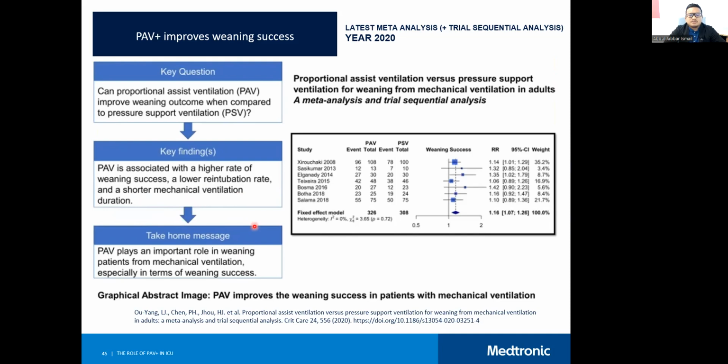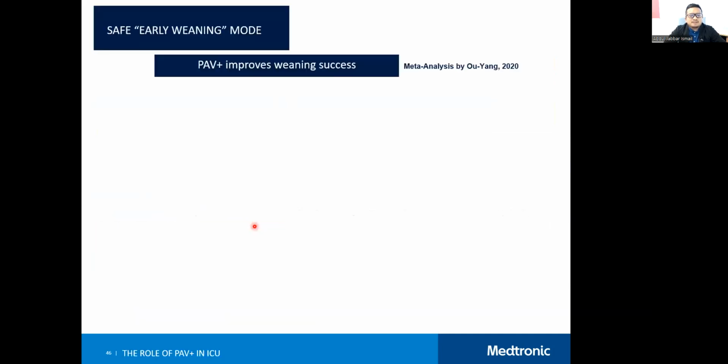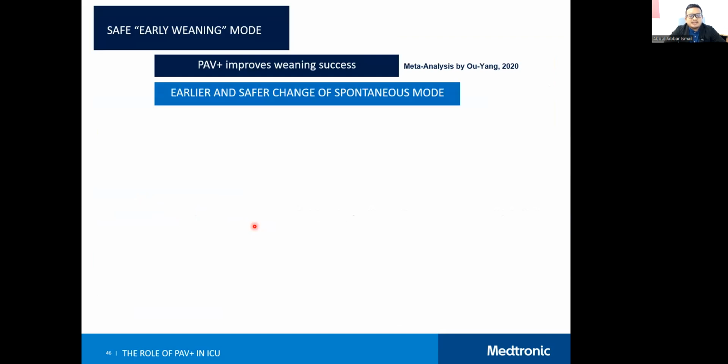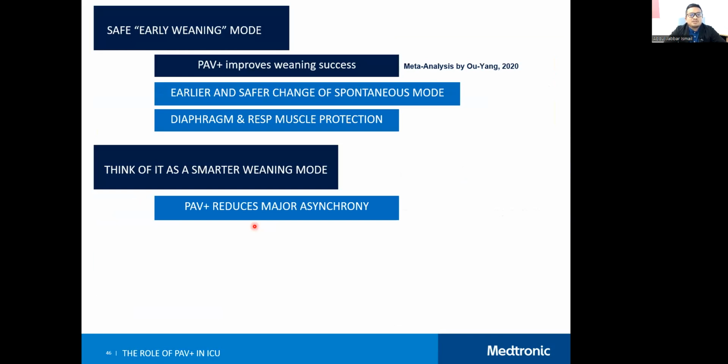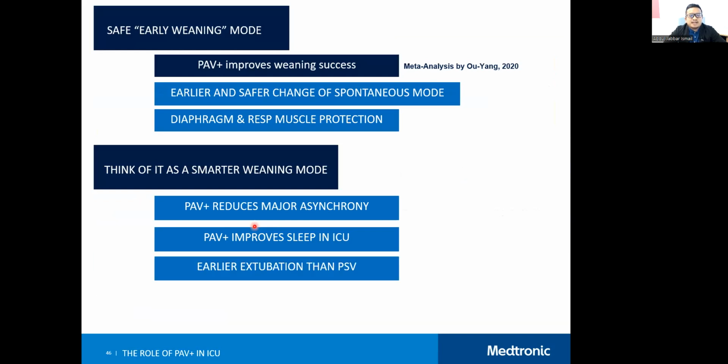So to summarize, PAV plus can be thought of as a safe early weaning mode, and it has actually been proven to improve weaning success. It is an earlier and safer change to a spontaneous mode. Rather than using PSV, better to use PAV plus, so you can use it earlier. It has diaphragm and respiratory muscle protection, and you can think of it as a smarter weaning mode, because PAV plus reduces major asynchrony and also improves sleep in the ICU. At the same time, you can have earlier extubation compared to PSV.